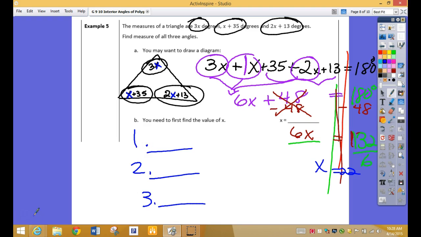Alright, so our three angles ended up being, well, you put 22 in for the x, that one ended up being 66. 22 plus 35 is 57 degrees. 2 times 22 is 44, plus 13, and that ended up being 57 degrees again. And those added together equal 180. So pages 1 and 2 in your new packet.